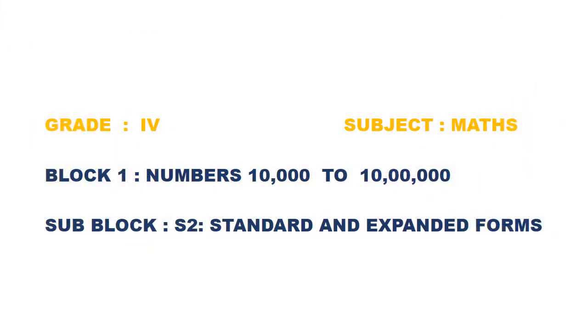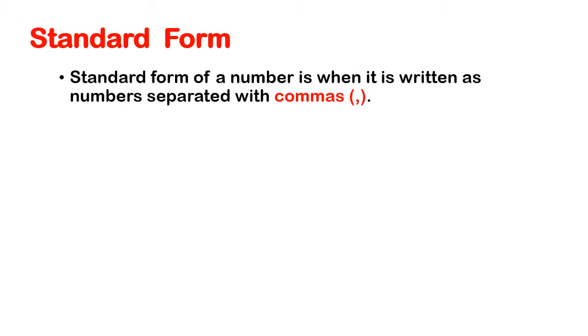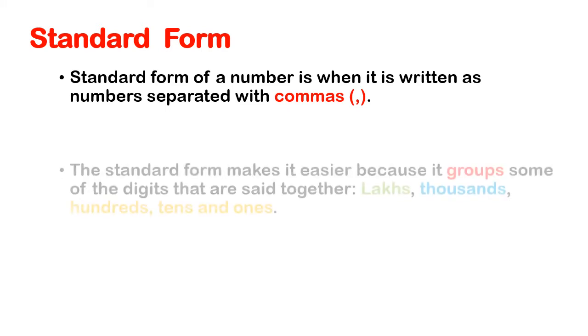Good morning children. Today we are going to learn about standard and expanded forms, that is S2 from standard form. Standard form of a number is when it is written as numbers separated with commas. So a number which is separated with commas is called the standard form of a number.